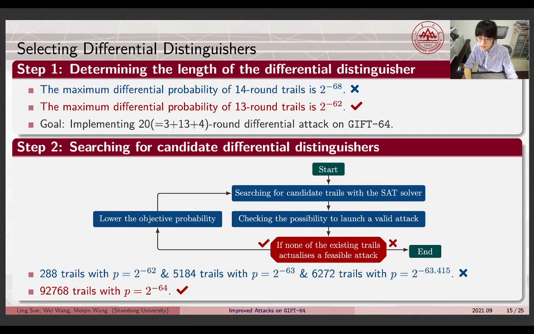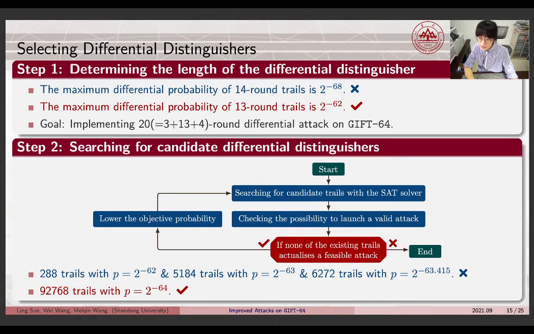Like the previous 20-round attack with the full codebook, we also expect to append 3 and 4 rounds before and after the distinguisher. Thus, our goal is implementing a 20-round differential attack without using the full codebook. After fixing the length of the distinguisher, the second step is to search for candidate differential distinguishers.